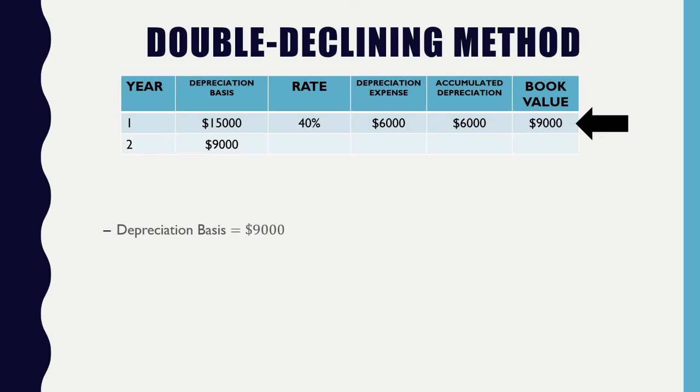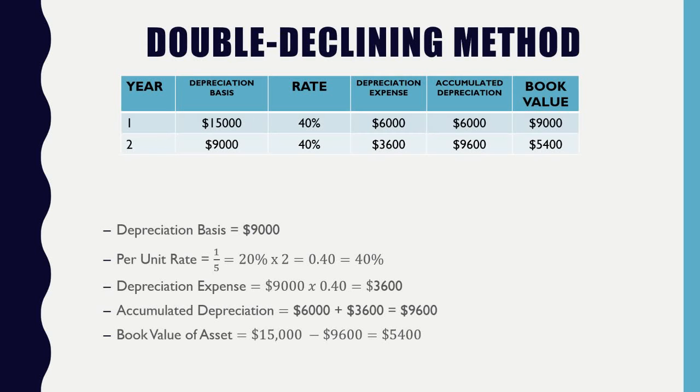Okay? So here, go ahead and solve for the rest. What is my depreciation rate going to be? 40% again. All right? And then if you calculate the rest, right, you should get 3,600. The accumulated depreciation is now 9,600. So now my end of the year book value as of year 2 has shrunken down to 5,400.